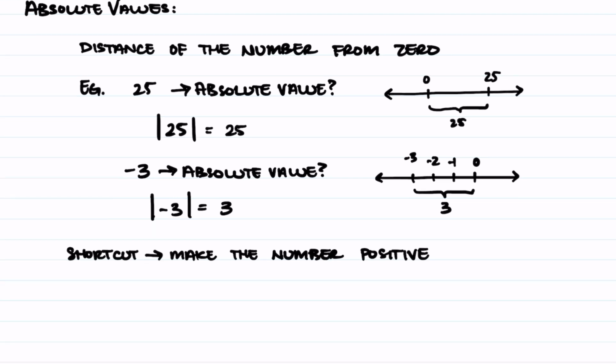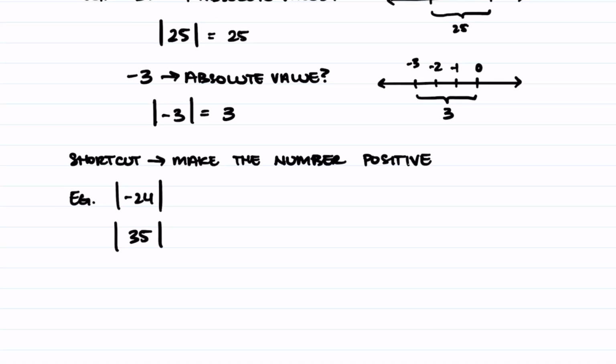So in other words, I'm going to give you a few examples here. I want you to find the absolute value for these numbers. So let's do a few examples. Find the absolute value of negative 24. Find the absolute value of 35. And find the absolute value of negative 2. You could pause and try to answer these. And when you're ready, you can hit play again.